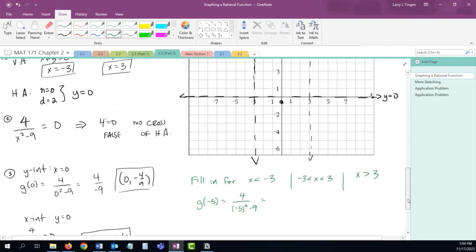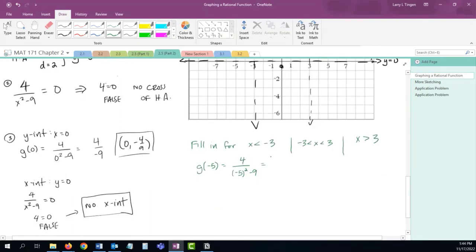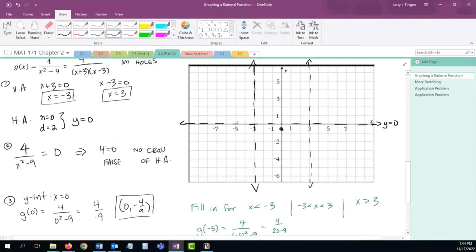So what happens when I plug in -5? I end up with 4 over, and that's going to start happening because now I'm going to start hugging that horizontal asymptote. -5 squared is 25. 25 minus 9 is 16. 4 over 16, which is 1/4. So g at -5 is 1/4. Where is that? That is just above this horizontal asymptote, but it is above it.